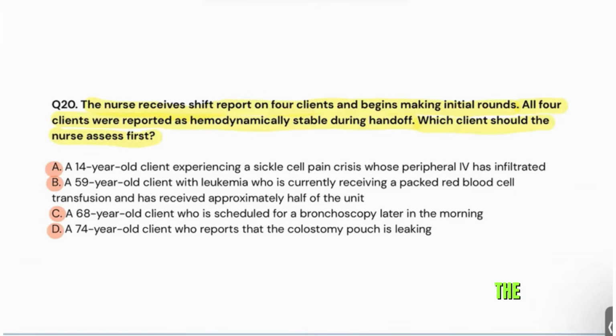So the best answer and the correct answer here is going to be letter B. Transfusion reactions can develop rapidly, so a client actively receiving blood requires priority for surveillance.